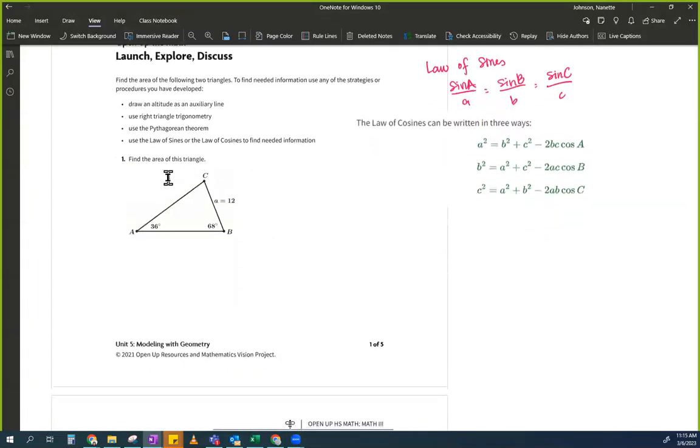Okay. So it says find the area of this triangle. So the first thing that I do is if I'm trying to find the area of this triangle, right? I need to find the altitude. I need to find like this guy here, right? So I'm going to have to do a couple of things. Okay. So with that being said, what would be your first task in this problem here? What would be your first task? What's the first thing that you would try to find?